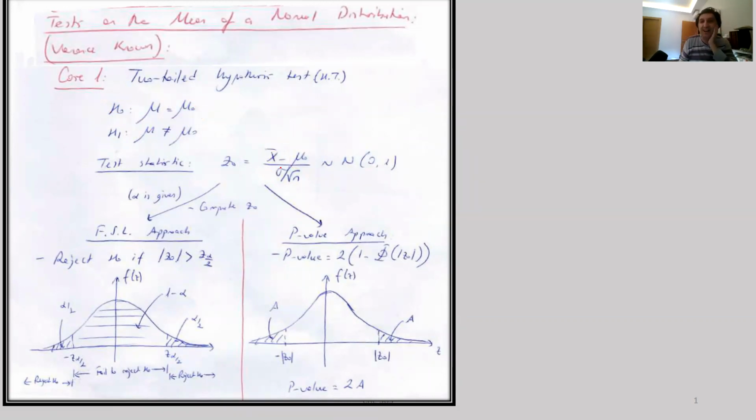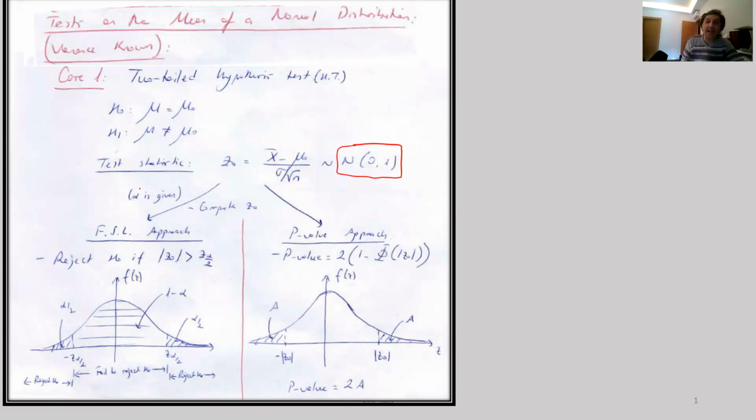And we are going to divide this by the standard error of X bar. And since sigma is given here, variance is known, sigma square is known, we put sigma here, and square root of n is the square root of the sample size n. And this Z0 statistic is going to be standardized normal distributed with 0 mean and 1 standard deviation.